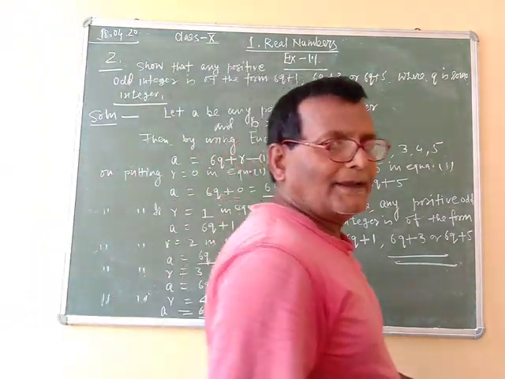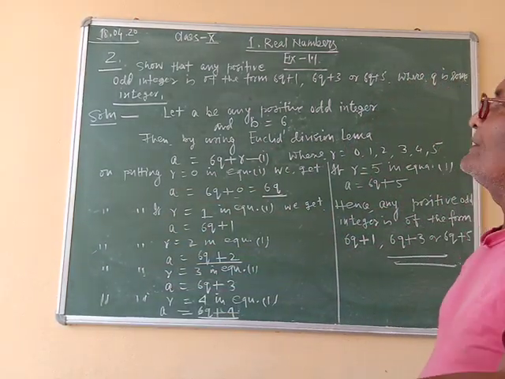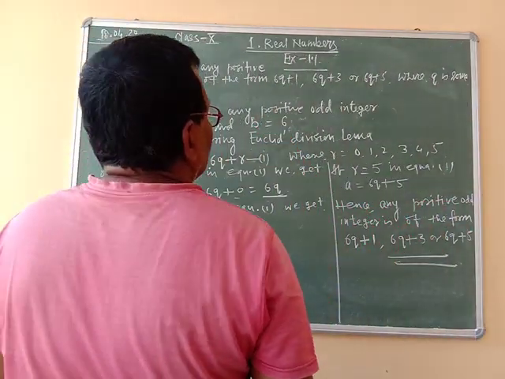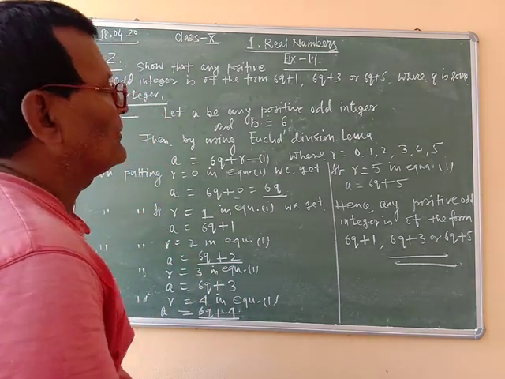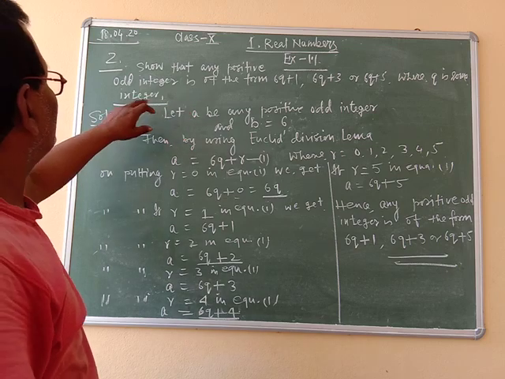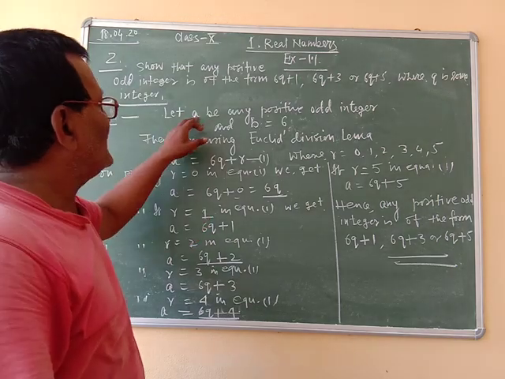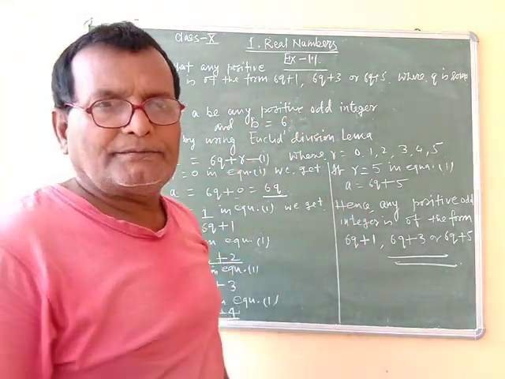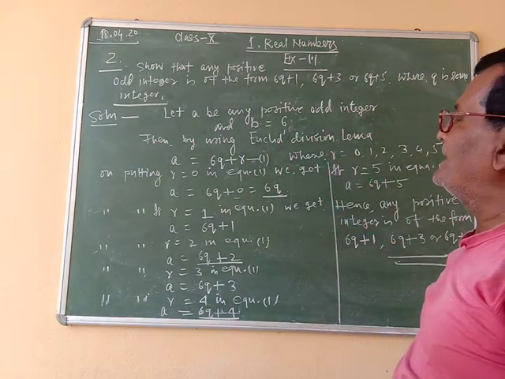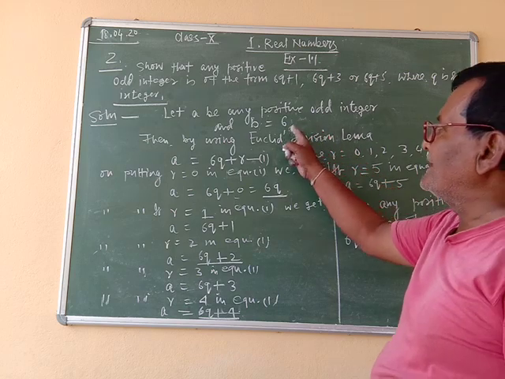Again I explain this problem. We are given that any positive odd integer is of the form 6q plus 1, 6q plus 3 or 6q plus 5, where q is some integer. To solve this problem, let us suppose that a is a positive odd integer, and b is equal to 6, because here the divisor is 6.